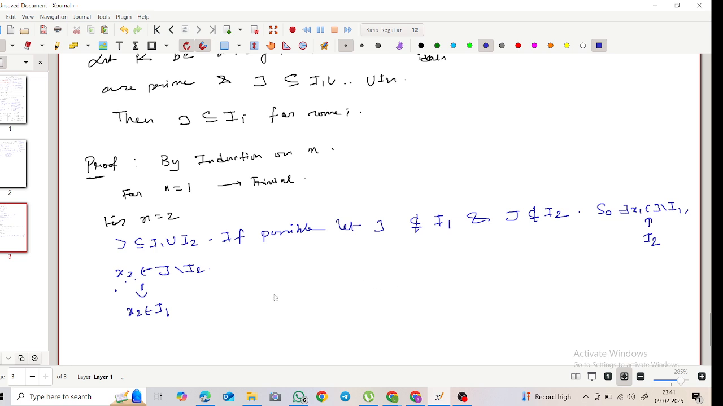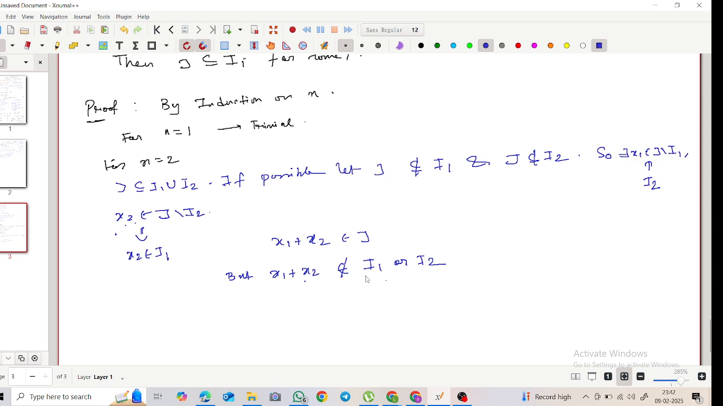Now, x1 minus x2 belongs to J, right? J is an ideal, so x1 plus x2 has to be in J, but x1 plus x2 is not in I1 or I2. Okay?